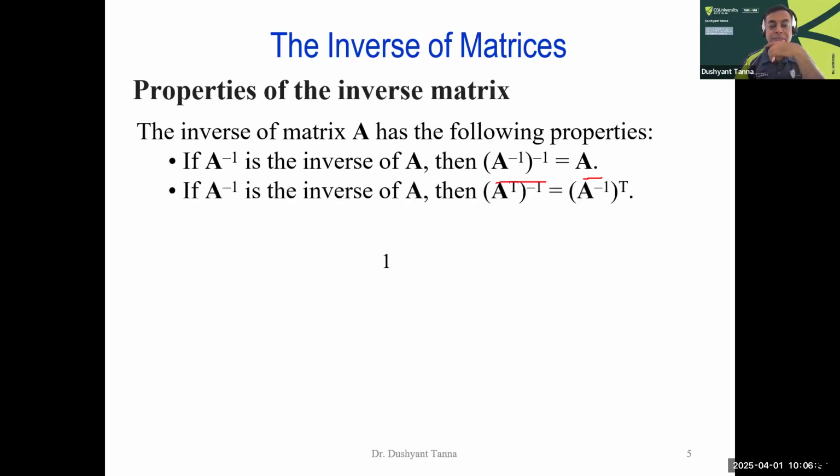Number 2: A transpose inverse is A inverse transpose. So it doesn't matter if you take the transpose first and then the inverse, or the inverse first and then the transpose. They will both give the same outcome.